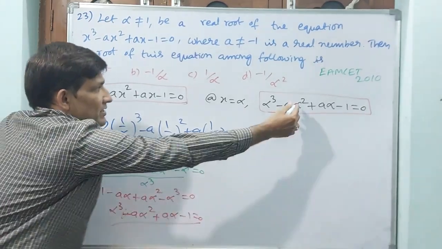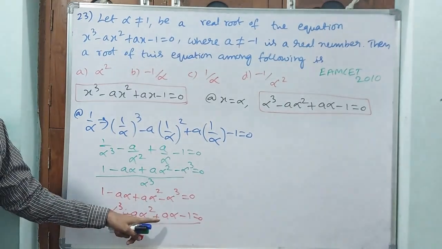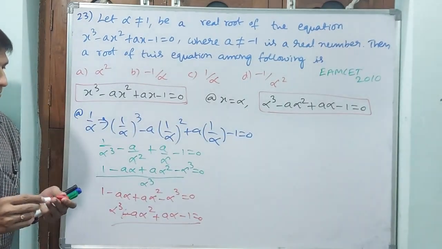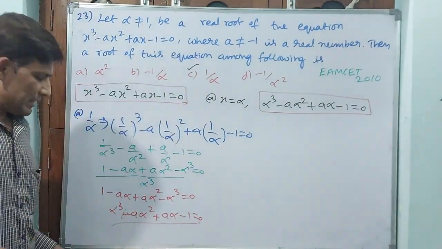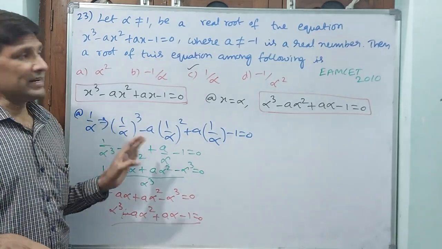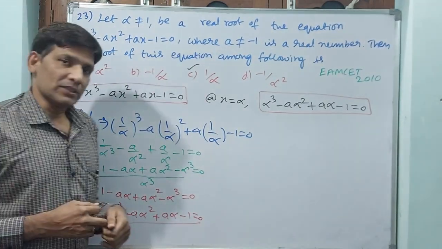Is this the equation both? You see, alpha cube minus a alpha square plus a alpha minus 1 equal to 0. Both are the same. That means the answer is this one. Shortcut method. That's all. Don't break your head, simply substitute. Okay, let us go for the next question.